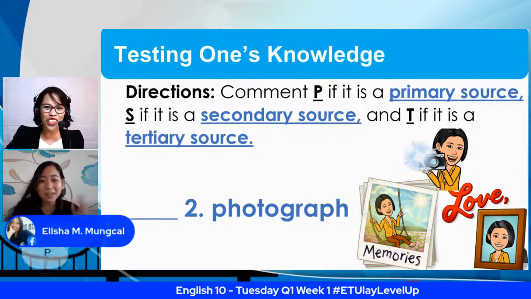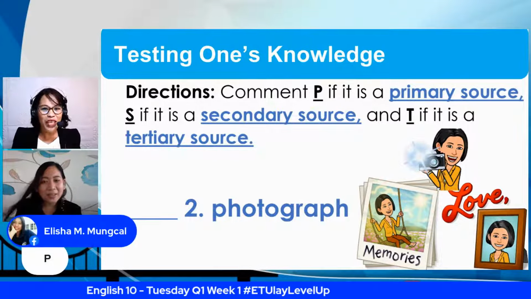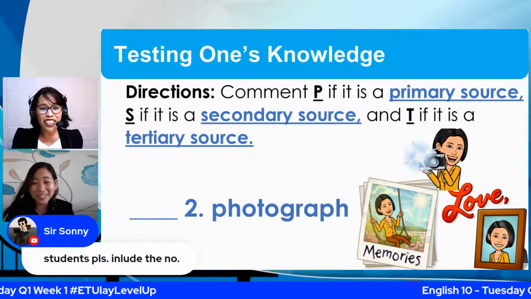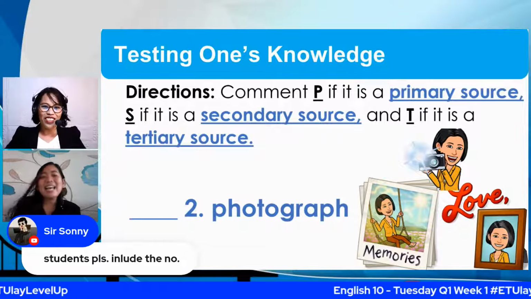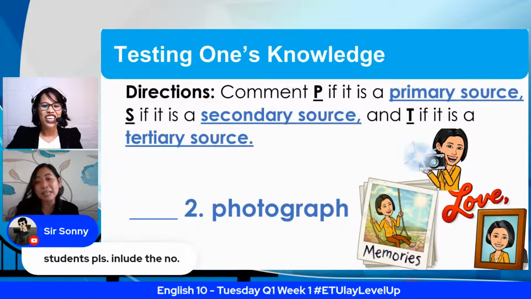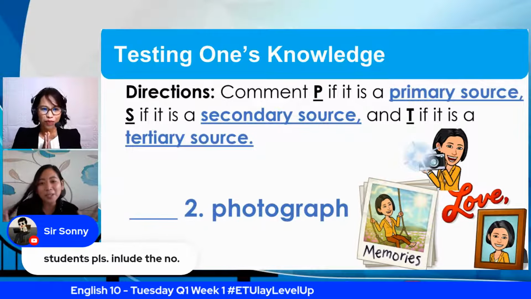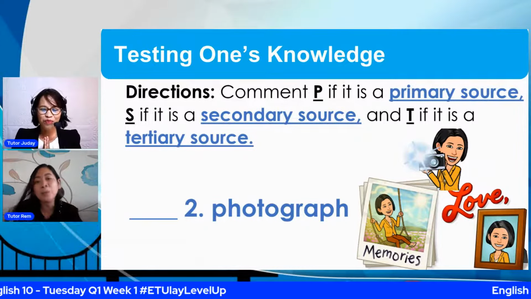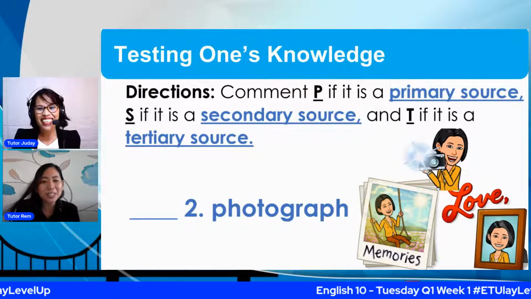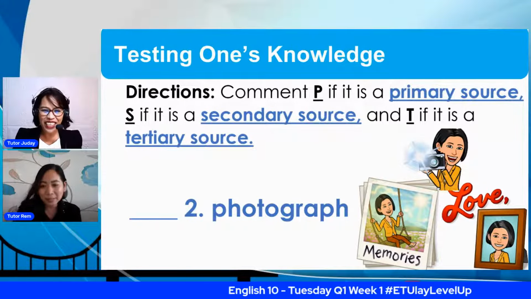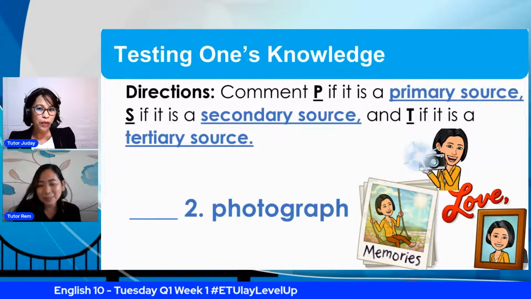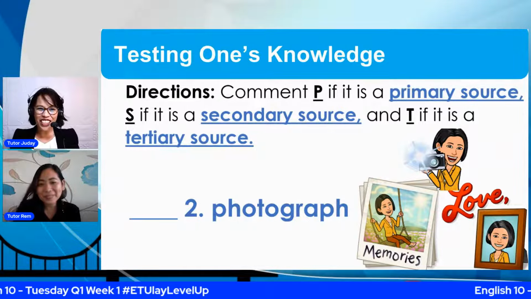I think the first one is Rainiel. Rainiel is very active. Wow, top one in class. Students, please include the number. Let me remind our team members, include the item number with your answer, either P, S, or T. Right, Tutor Guide Jedi? Yes, please. Can you write the number, dot, and then your answer? Is it P, S, or T?